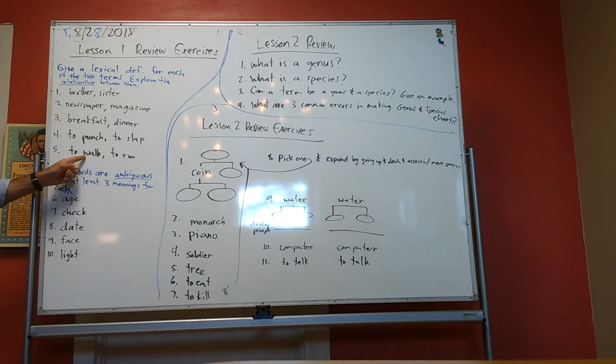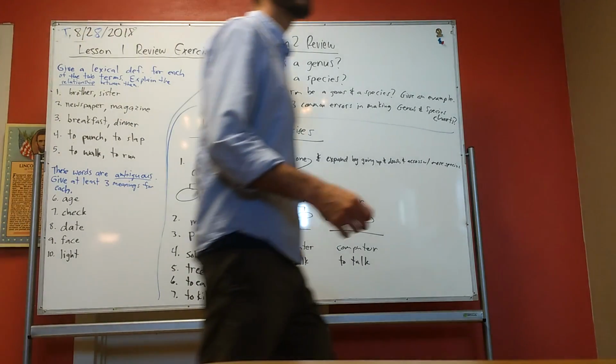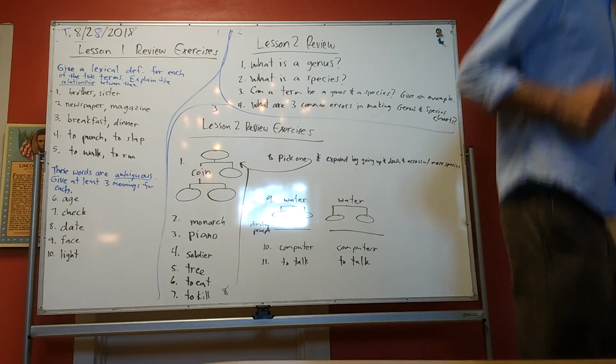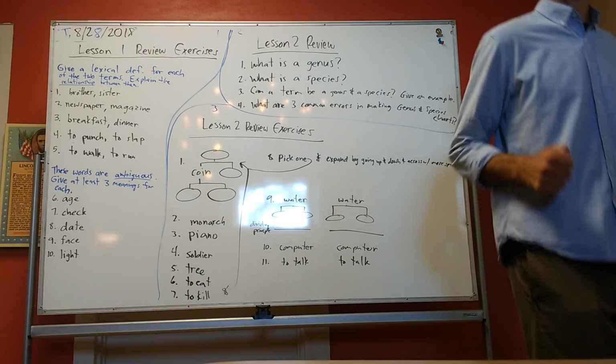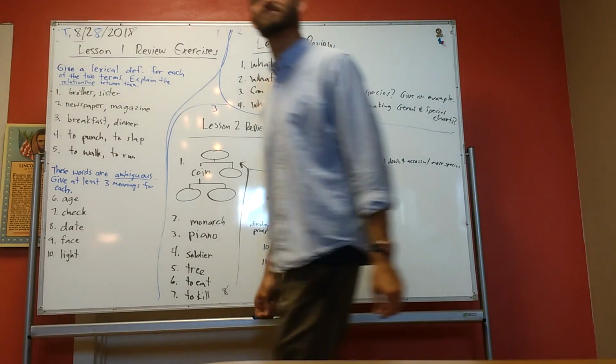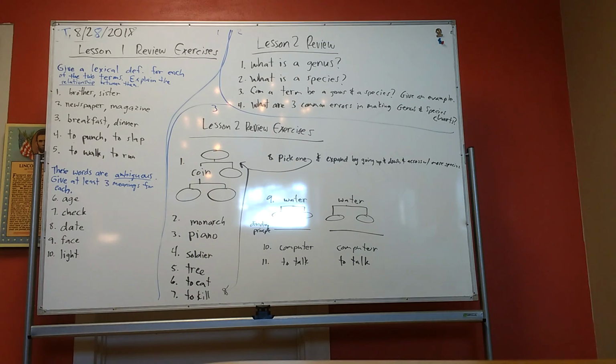To walk and to run. This is a slow-footed action. This is a faster-footed action. Well, actually, I would define this as both feet maintain contact at all times, or at least one foot. And this is that there are points in running when neither foot is touching the ground. So walking is defined as at least one foot at all times. But when you run, there are periods when no feet are touching. That's the definition.